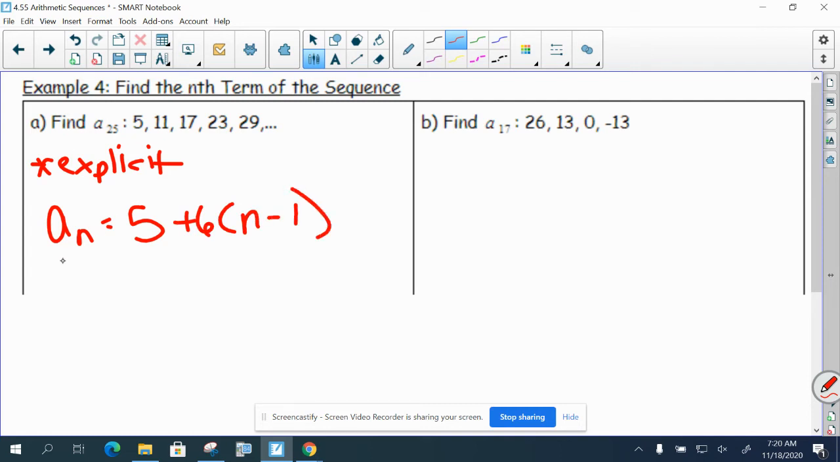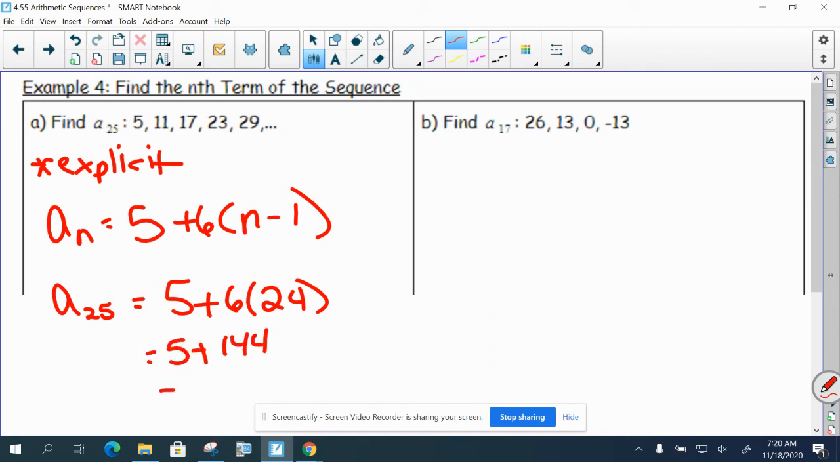So remember, if you're trying to find the 25th term, you're just going to plug in 25 for n. So 5 plus 6 times 25 minus 1 is 24. And if you plug that in your calculator, 6 times 24 is 144, so that would give you 149.